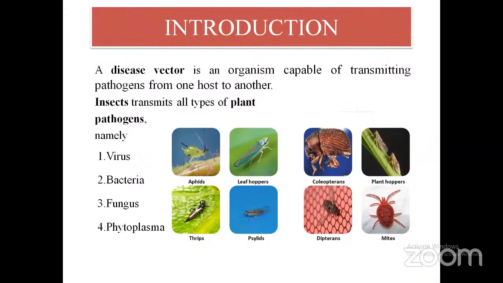A disease vector is an organism capable of transmitting pathogens from one host to another. Insects transmit all types of pathogens, which we are already acquainted with: fungus, virus, bacteria, and phytoplasma. In the insect kingdom, we can see many examples such as aphids, leafhoppers, thrips, psyllids, and planthoppers, which come under the order Hemiptera, and also coleopterans, dipterans, mites, thysanopterans, and dermapterans. All these insects can transmit diseases in the plant kingdom.